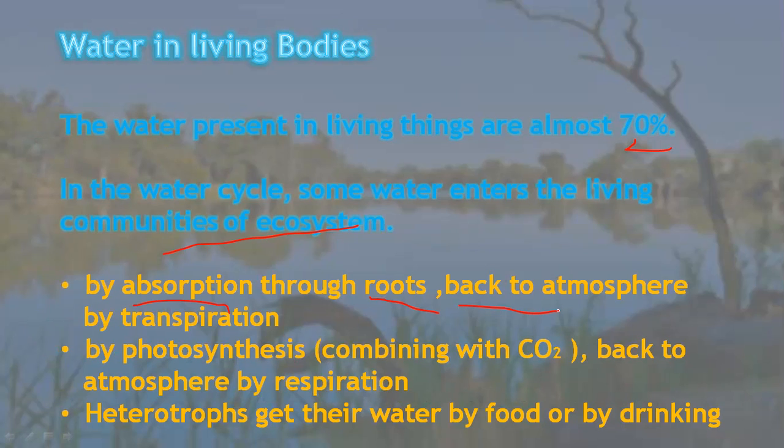A small amount is retained in the plants with the help of photosynthesis. In photosynthesis, plants combine the water with carbon dioxide. We know that then they form glucose and oxygen. So they use the water for combining with carbon dioxide, and they produce high energy molecules, those are glucose. And then the plants send water back into the atmosphere through respiration, because the oxygen produced in photosynthesis is used in respiration, as well as glucose is utilized in respiration for the formation of energy.